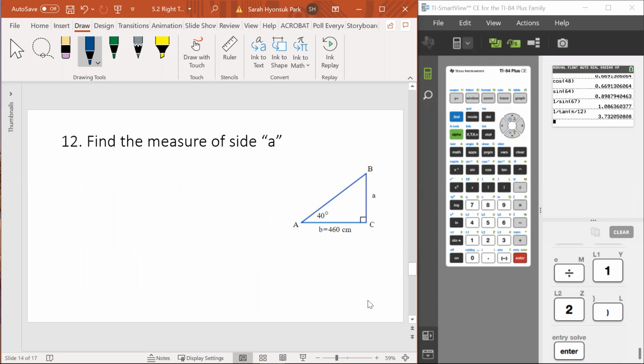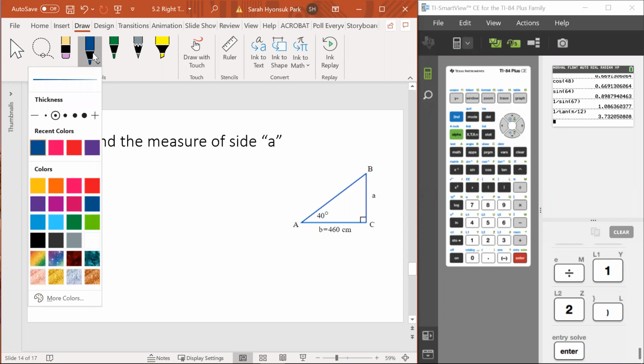Okay, now we're going to move into what happens if you're given an angle and one side and you want to find one of the missing sides. So here we have a triangle. We know one of the angles, the big A, we know angle A, it's 40 degrees. And we know one of the sides, it's B, 460 centimeters. And we want to find this missing side A.